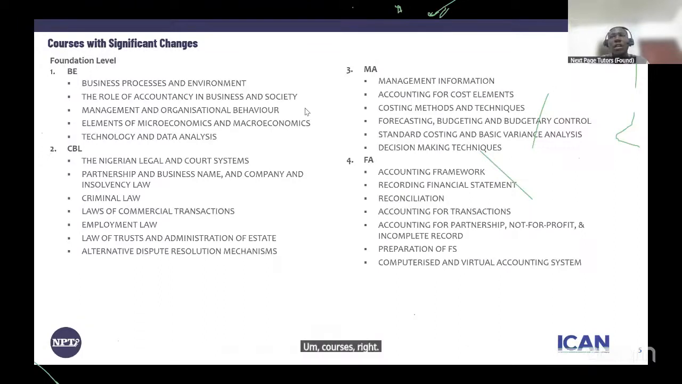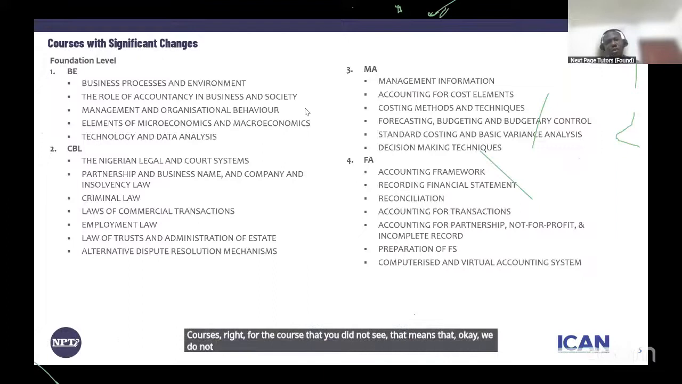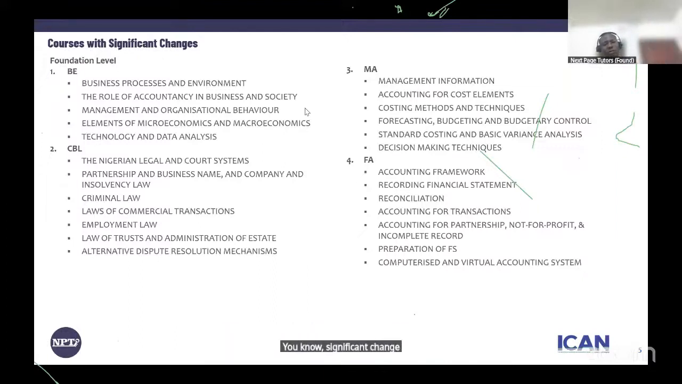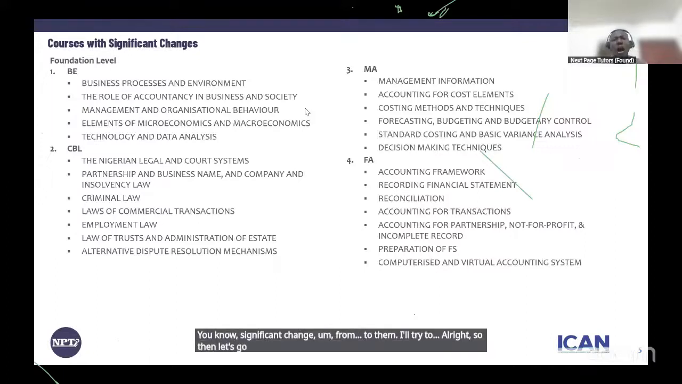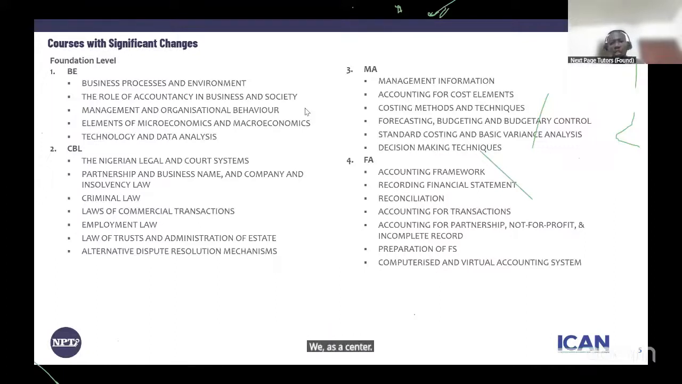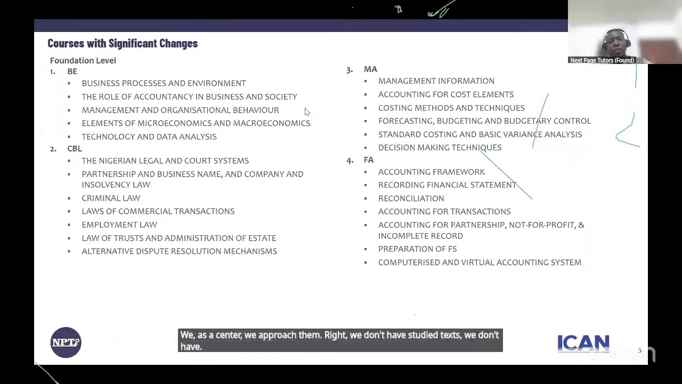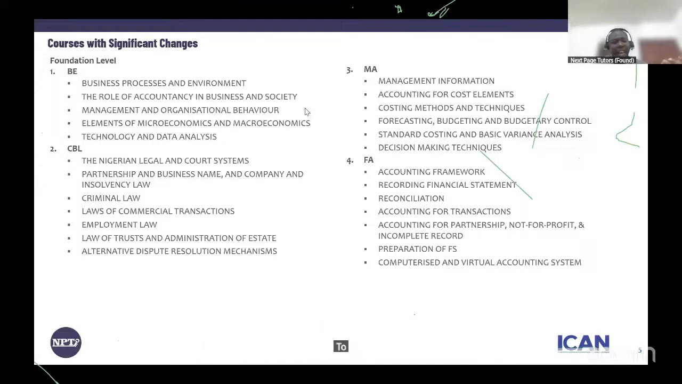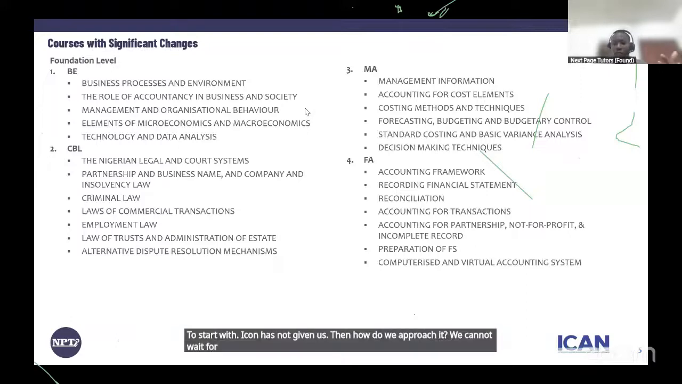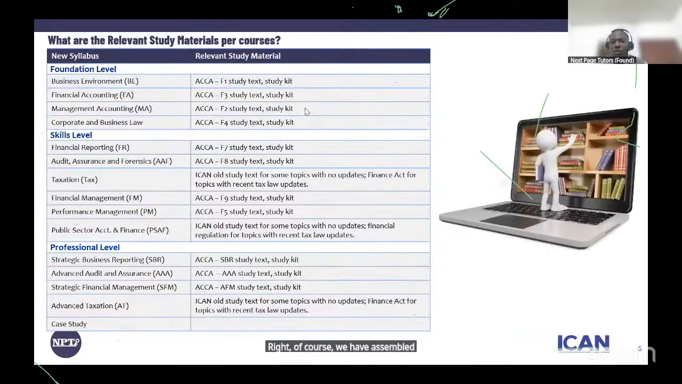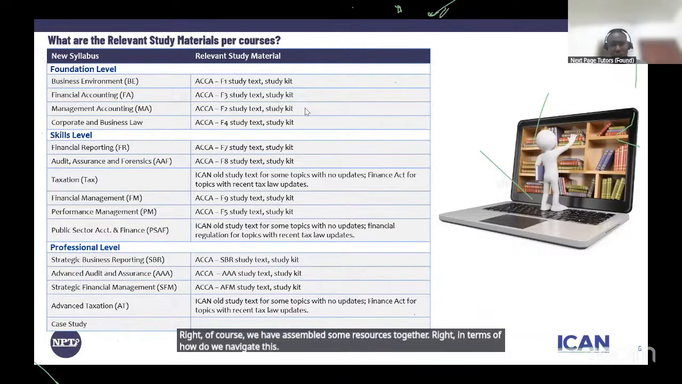For the courses that you did not see, that means we do not expect significant change to them actually. Right. So then let's go into how we as a center approach them. We don't have study text. We don't have material to start with. ICAN has not given us. Then how do we approach it? We cannot wait for ICAN. Of course, we have assembled some resources together in terms of how we navigate these courses.